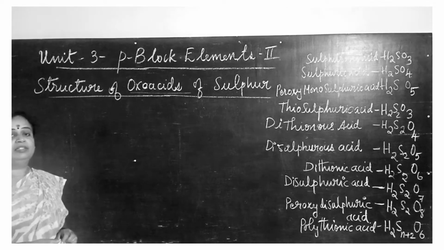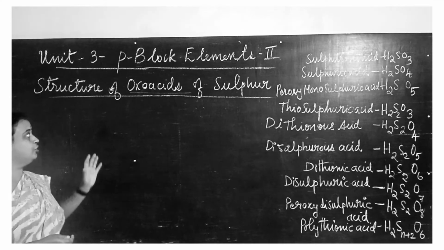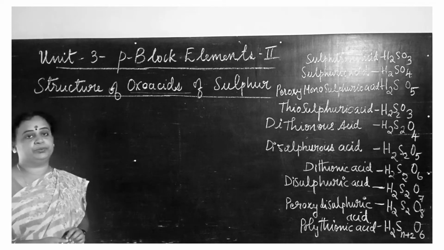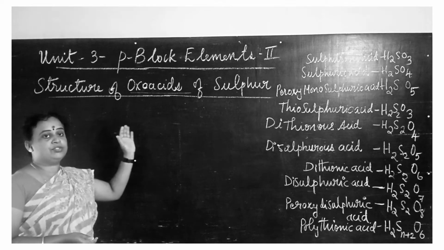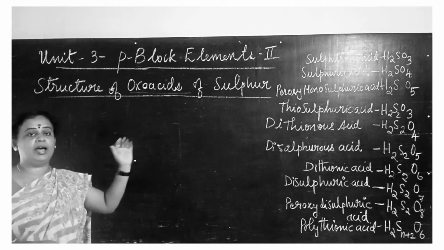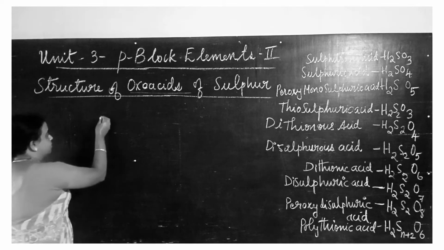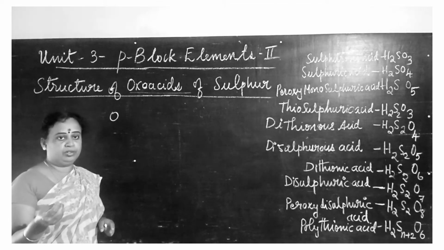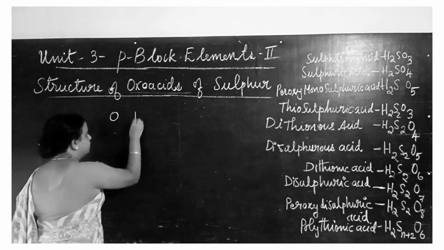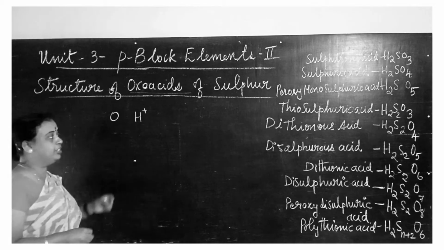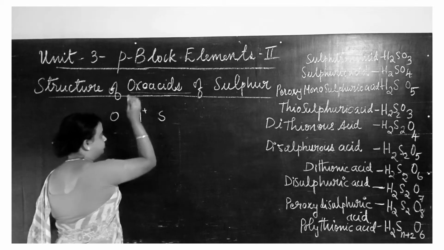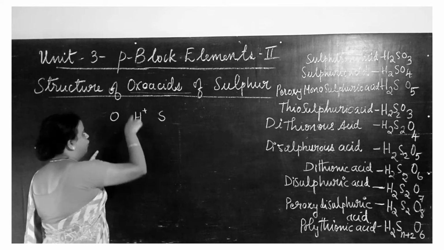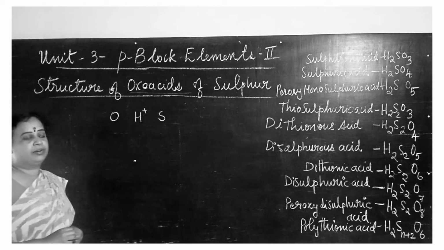Hello students, in this video let us learn the structure of oxoacids of sulfur, which comes in Unit 3 of P block elements 2. Sulfur forms many oxoacids. Oxoacids means oxygen is present, and acid means it donates a proton, the H plus ion, that is hydrogen. So sulfur, hydrogen and oxygen together form the oxoacids of sulfur.